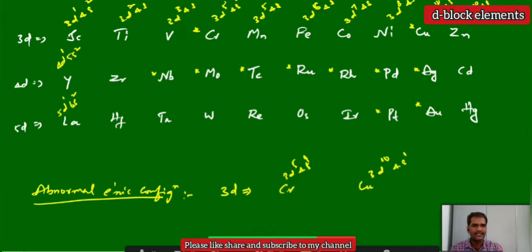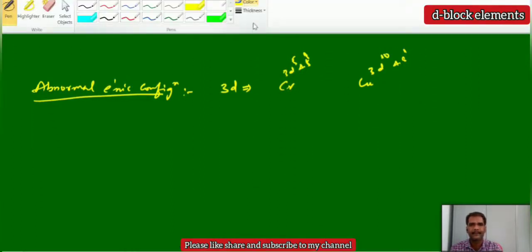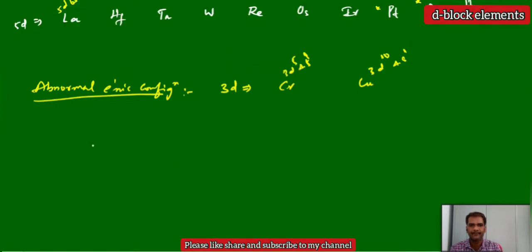And in the 4d series, we have so many elements, from almost niobium to silver. Niobium, molybdenum, technetium, ruthenium, rhodium, palladium, and silver.